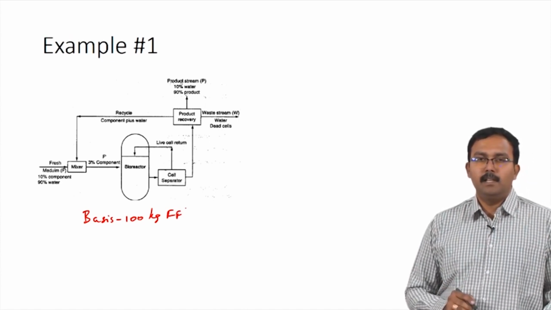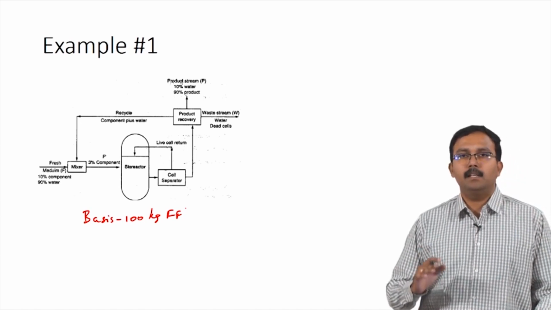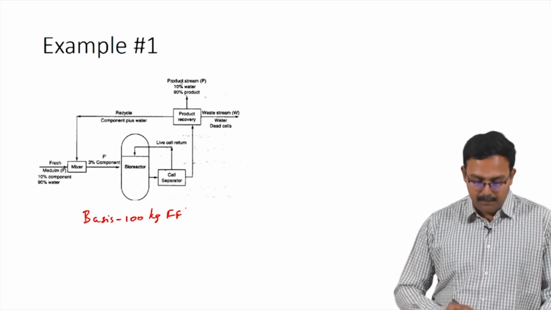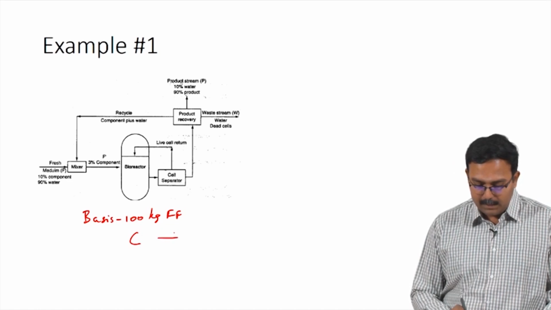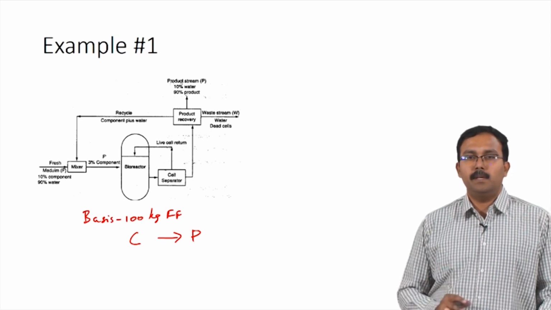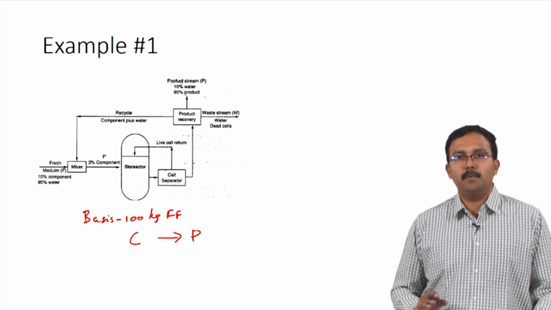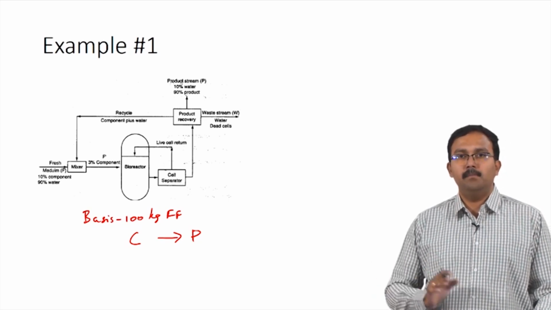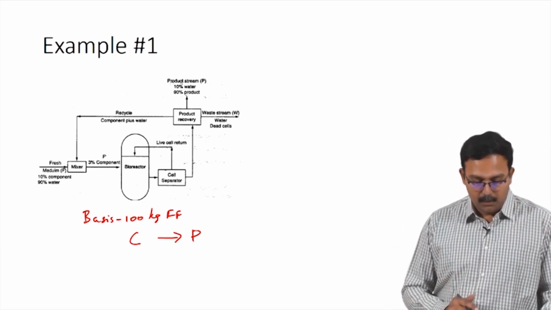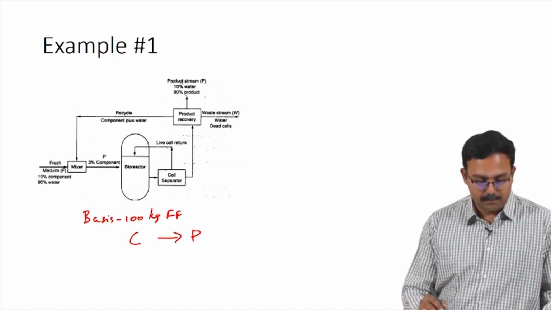We have also been told that the molecular weight of the proprietary component and the product can be considered to be equal. This means the reaction would basically be proprietary component C gets converted to product P. So, this can be a stoichiometry which we can assume, indicating that 1 mole of proprietary component produces 1 mole of product. This assumption is valid because we know the molecular weights of these two components are the same. So, now let us consider the overall system and start writing the balance equations.